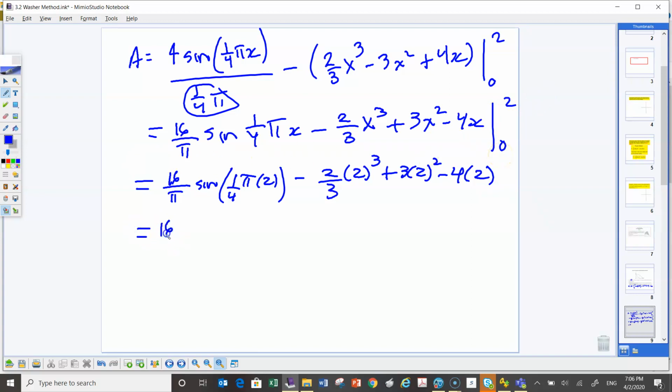So if I work this out, I get 16 over pi. This becomes the sine of pi over 2, which we know is 1. Minus 2 cubed is 8 times 2 is going to be 16 over 3, plus 2 squared times 3 is 12, minus 8. And believe it or not, you could leave your answer like that, and that would give you full marks for the solution. You could simplify it further, and I believe on my notes I do simplify it further, but that is far enough for that question.